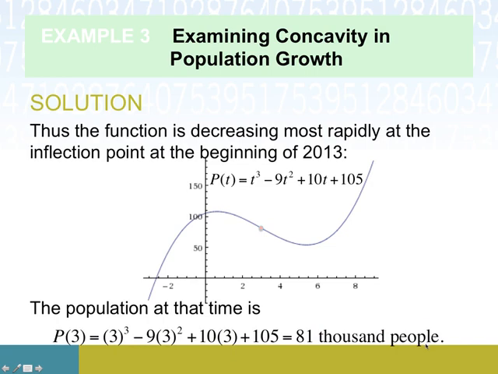So this is one more instance of us doing maximum and minimum kinds of computations, using the critical point of p prime to figure out where it was changing at its fastest rate.